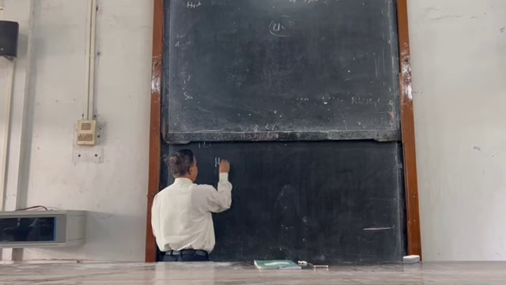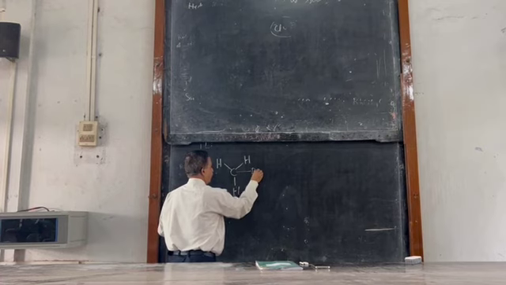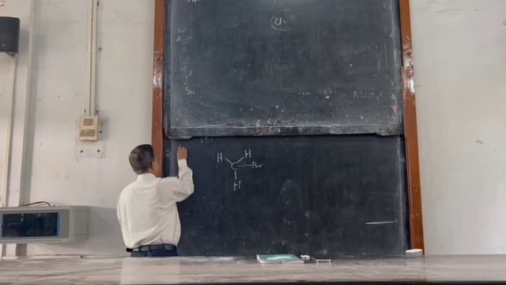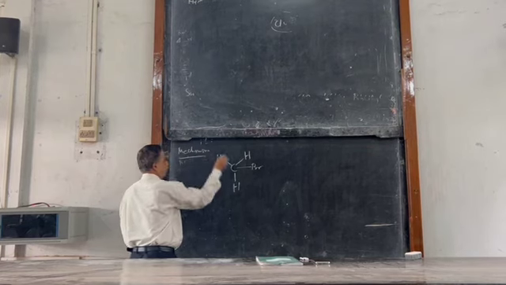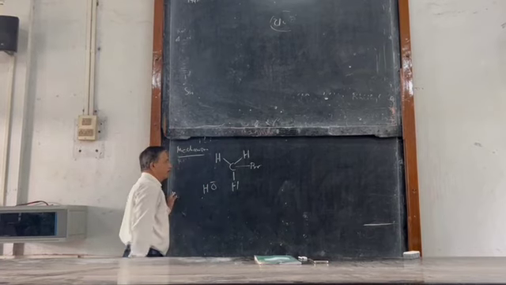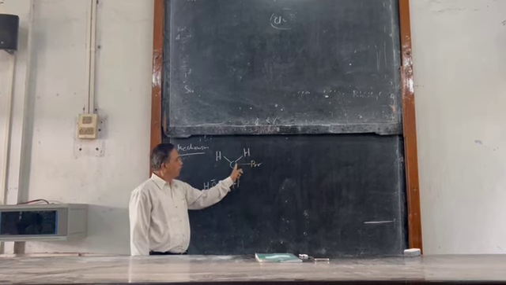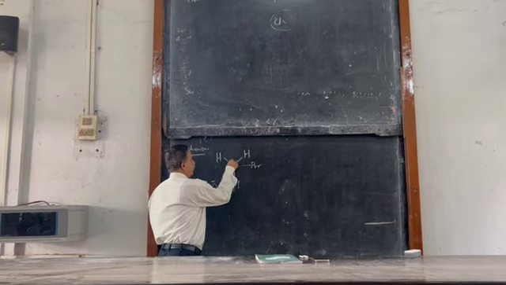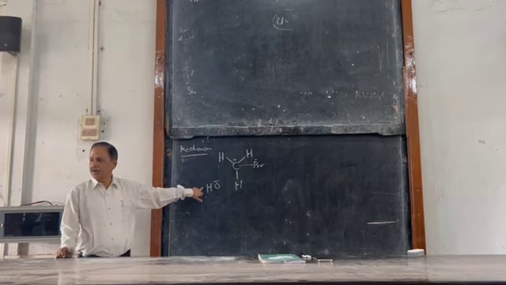So you write here methyl bromide, and the nucleophile. Now the bromine is more electronegative, so the bonding electron pair is attracted toward the bromine. So this carbon develops a partial positive charge. So what is this nucleophile? It is an electron rich species.